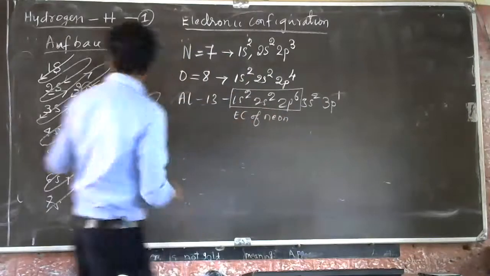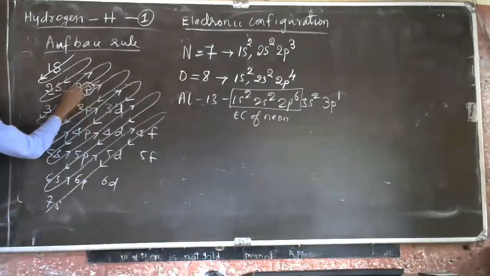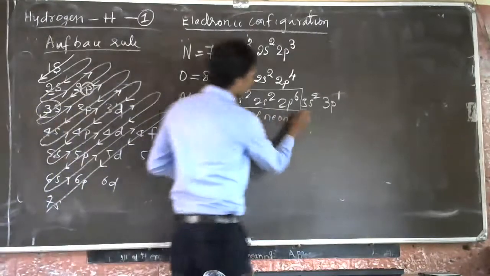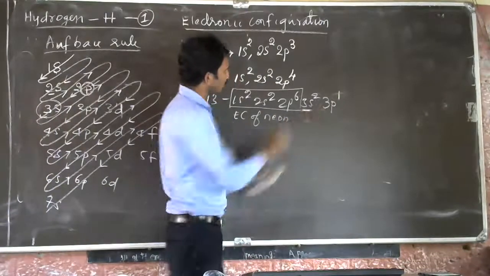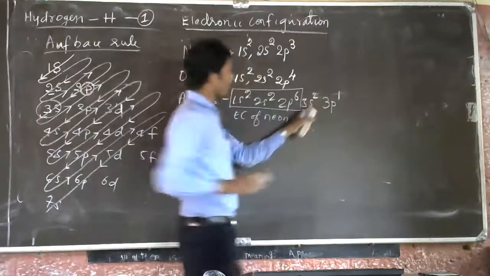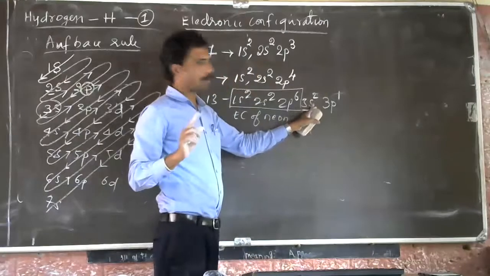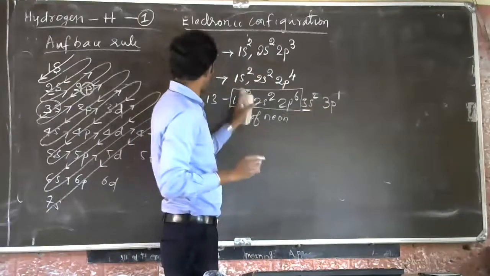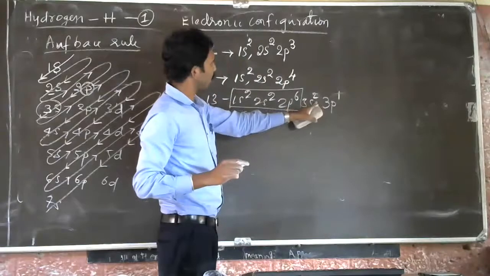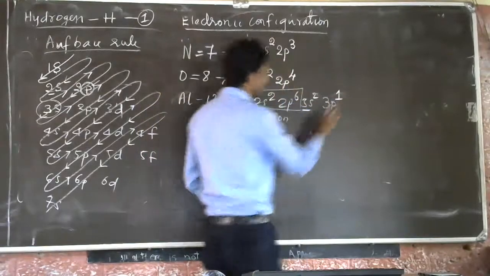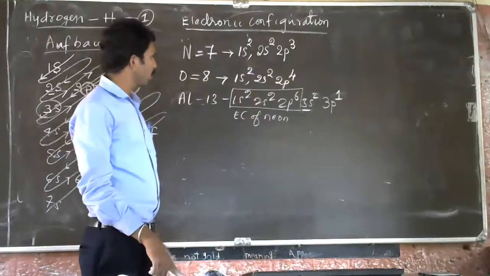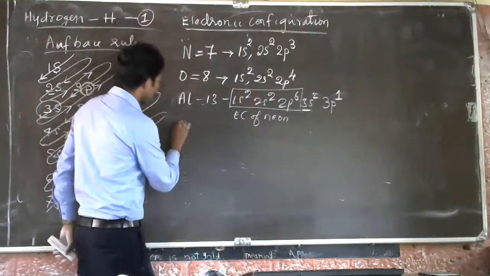Next, see, after 2p comes 3s. In the 3s subshell only 2 electrons can be occupied. The rest, 1 electron, remains. Aluminum is 13, and till here it is 12. So the one remaining electron goes into the 3p orbital.